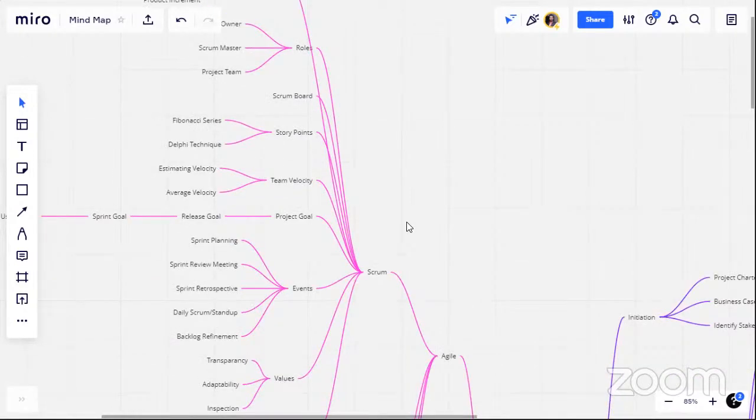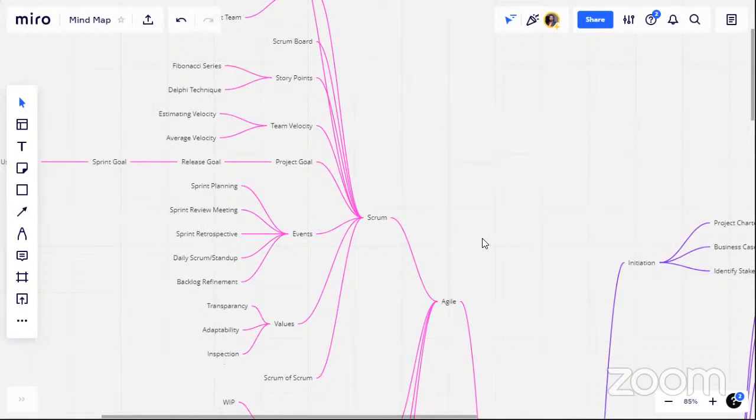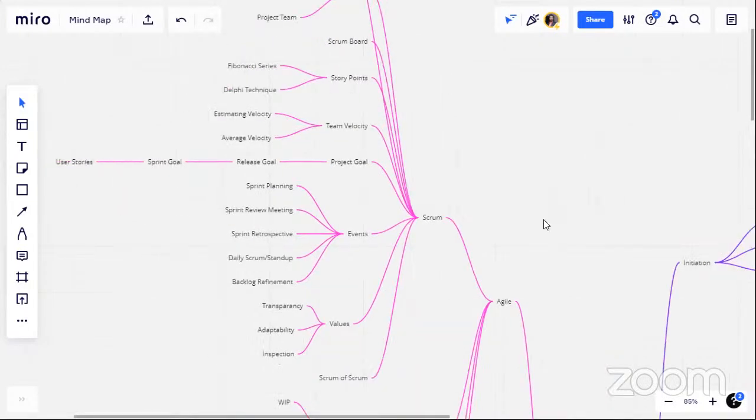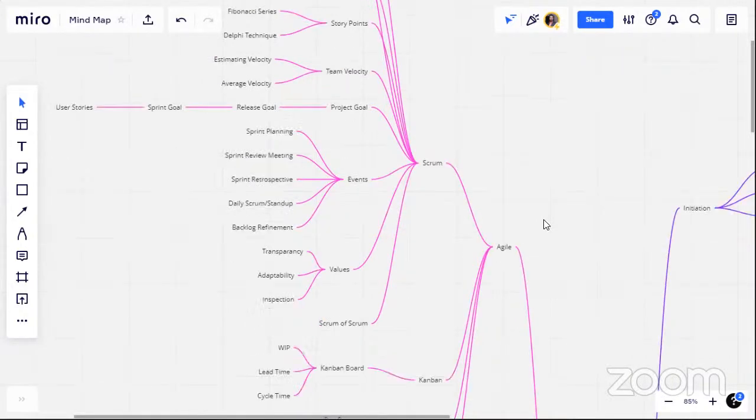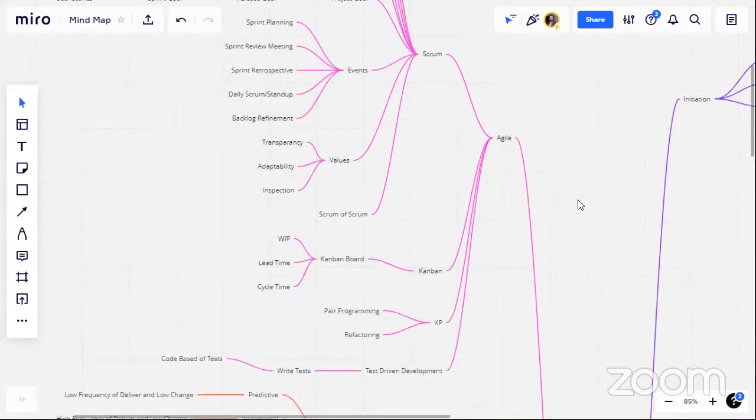Then we have to decide team velocity. For estimating the velocity, we have average velocity. We also have the project goal here, release goal, sprint goal, which are further divided into user stories. In Scrum, we have the events, which are sprint planning, sprint review meeting, sprint retrospective, daily sprint stand-up, and sprint backlog refinement. Then we have values in Scrum: transparency, adaptability, and inspection. And then we also have Scrum of Scrums.